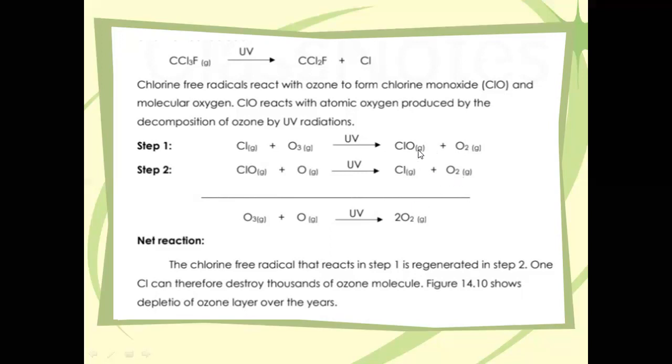So as chlorine free radical is regenerated in the second step, it is used in the first step and produced in the second step. So we can say that this chlorine free radical acts as a catalyst, and you know that catalysts are regenerated at the end of a chemical reaction, and they speed up the chemical reaction. So chlorine radical acts in this case as a catalyst, and one chlorine free radical can destroy thousands of ozone molecules because it is regenerated.